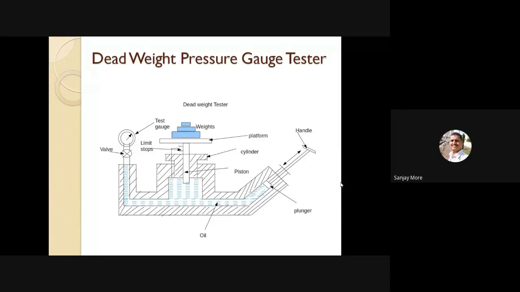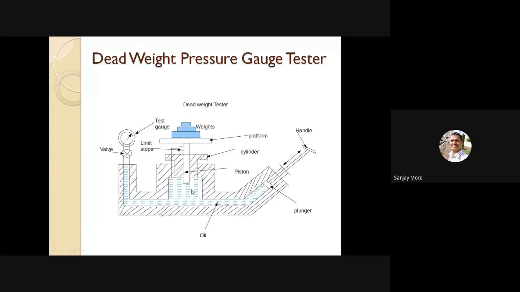See the description and construction and working of this deadweight pressure gauge tester. This is mainly used for calibration purposes. It means checking whether all these pressure measurement instruments are working properly, or whether they give the proper answer or exact readings. Here, we check all these instruments with the help of the deadweight pressure gauge tester. It is also known as a calibration tester. Okay, see the construction here.